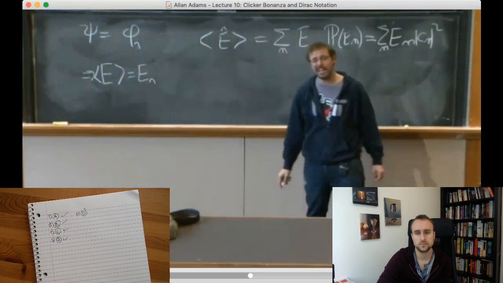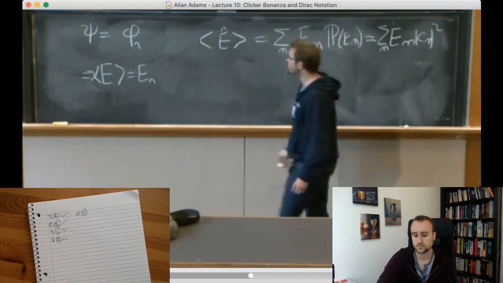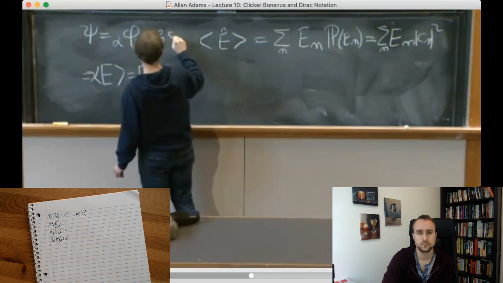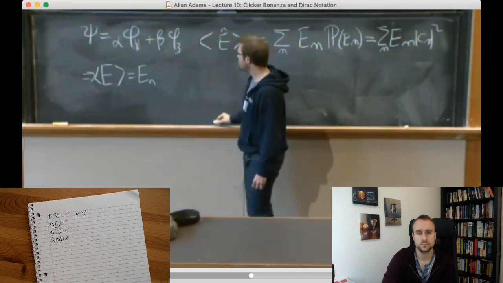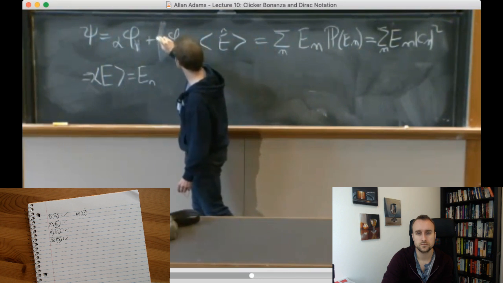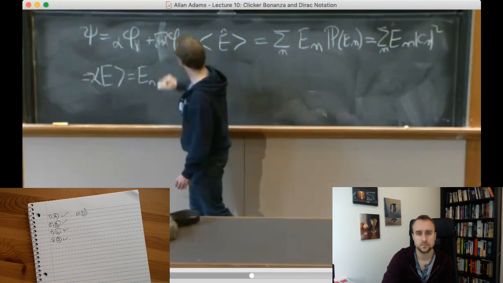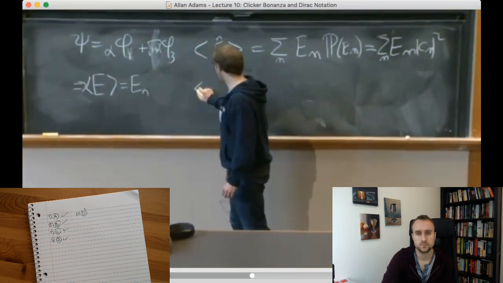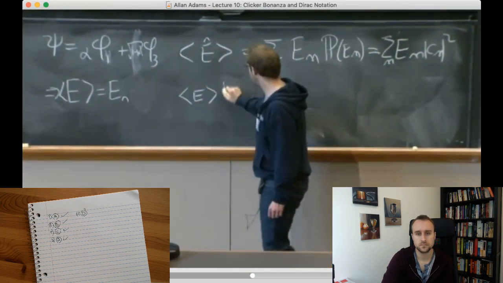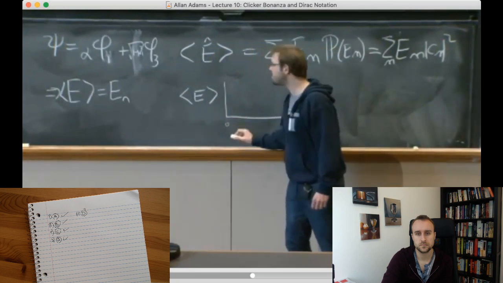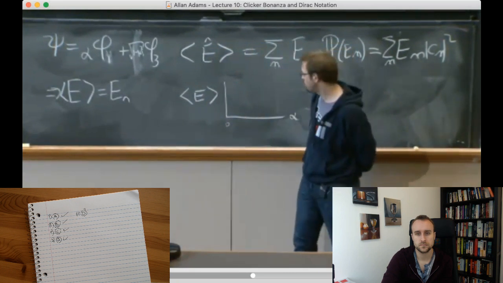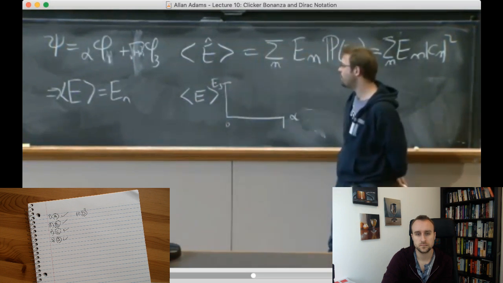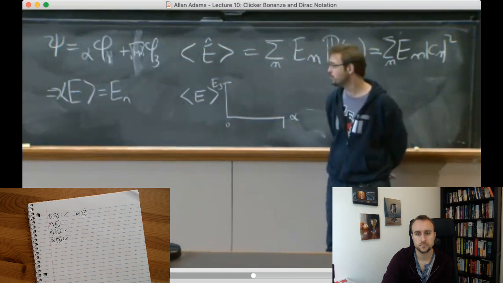But is this the only way to get En? No. For example, suppose we have alpha phi 1 plus beta phi 3. What will the answer be? First off, in order to make this normalizable, what does beta have to be? It needs to be the square root of 1 minus the norm of alpha squared, just so that they sum to 1. So what I want to plot now is the expectation value of the energy as a function of alpha. When alpha is 0, what is the expectation value of the energy? E3. When alpha is 1, which can't be anything greater than 1, what is the expectation value of the energy? E1.